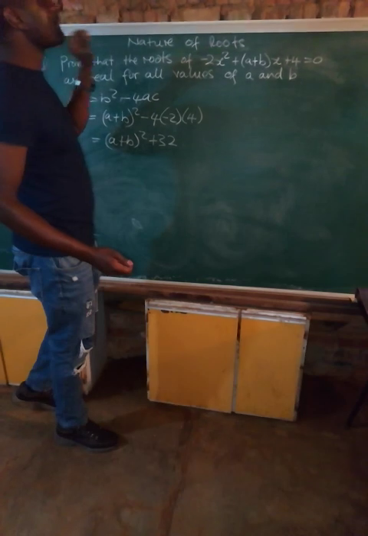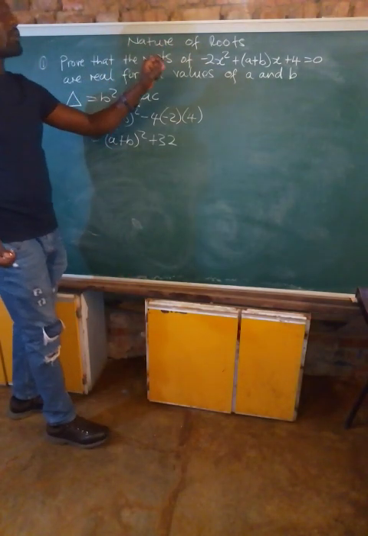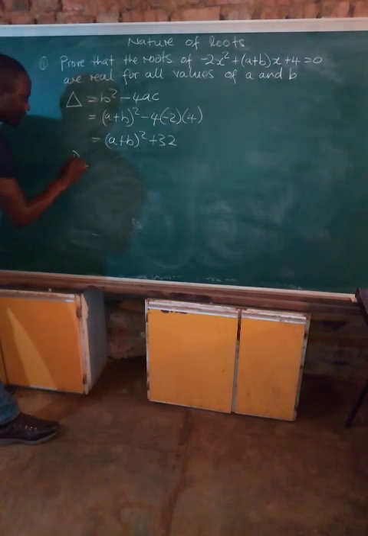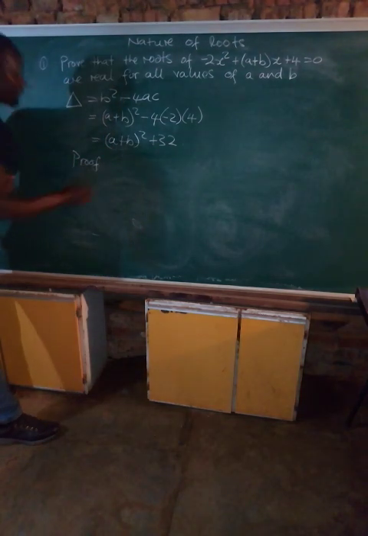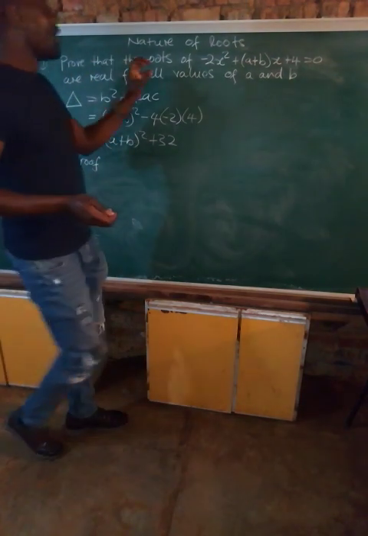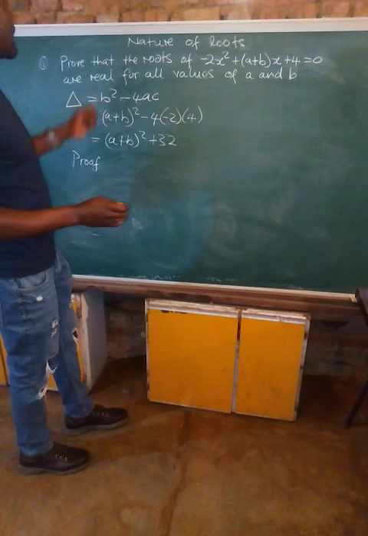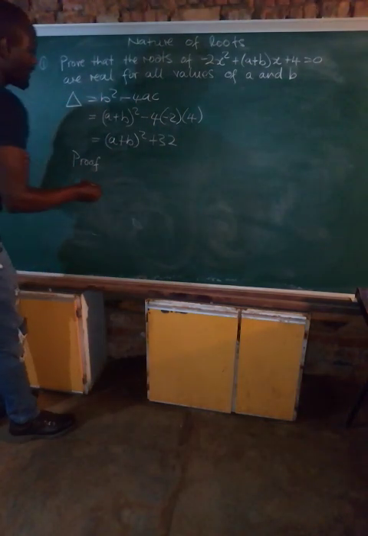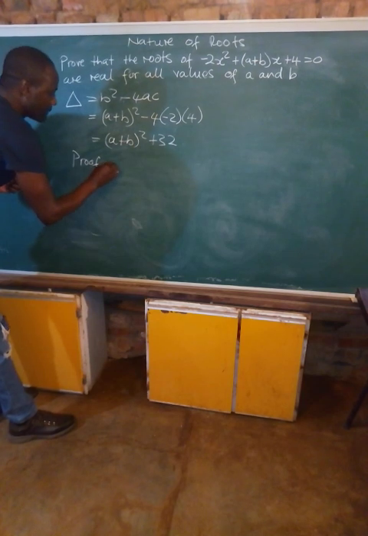So we want to prove that for all the values of a and b, the roots of this equation are real. So now, how do we get the proof? The proof here is now any number squared.